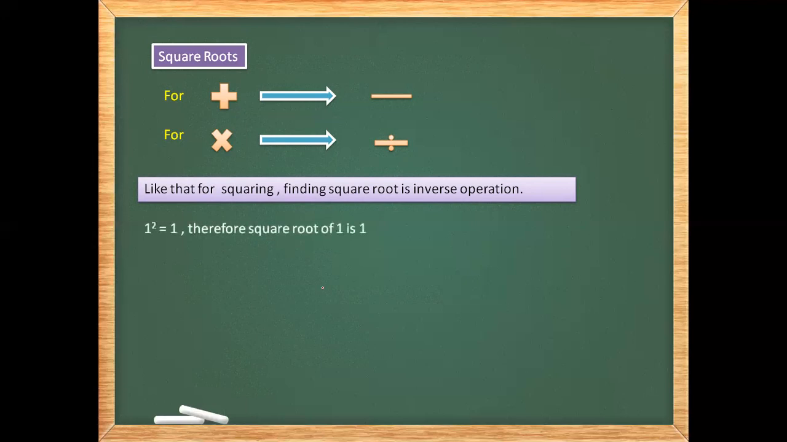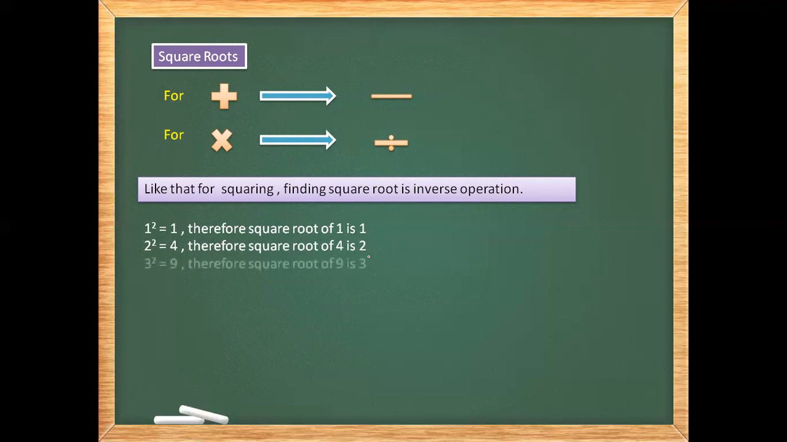Here 1 squared is what? 1. So therefore square root of 1 is what? 1. See, 1 squared is 1. So that's why square root of 1 is equal to 1. Now 2 squared is what? 4. So therefore square root of 4 is what? 2. Why? How are we getting it? 4 is the square number. But 4 is a square of what? 4 is a square of 2. And that's why the square root of 4 is 2.